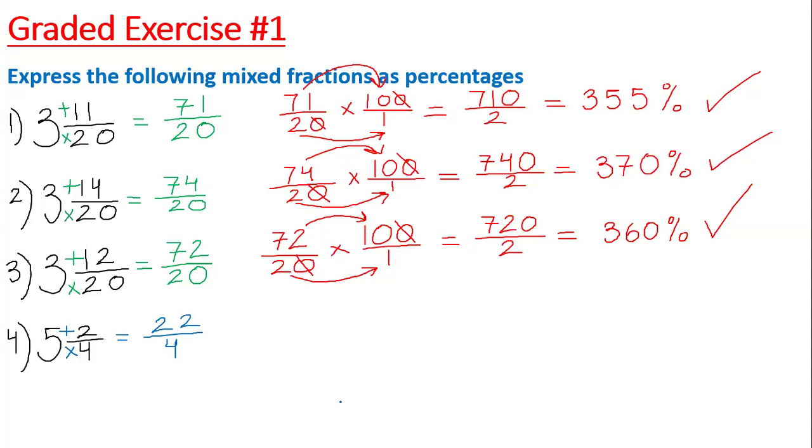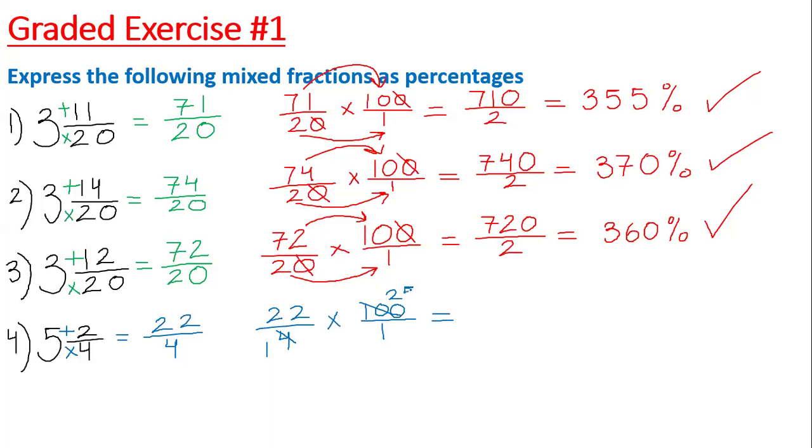So we're gonna say 22 over 4 times 100 over 1. So we could cross that out: how many times does 4 go into itself? Once. How many times does 4 go into 100? 25 times. Is that true? Yes, sir, 25 times.